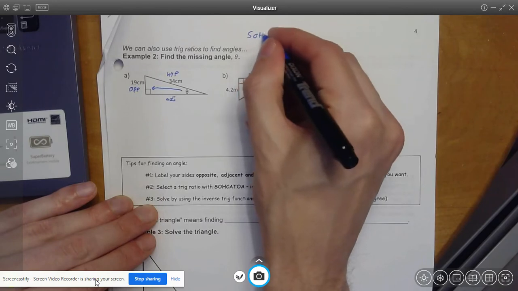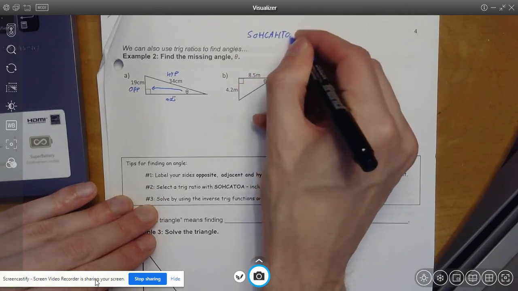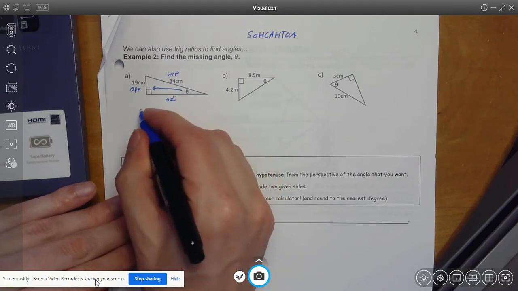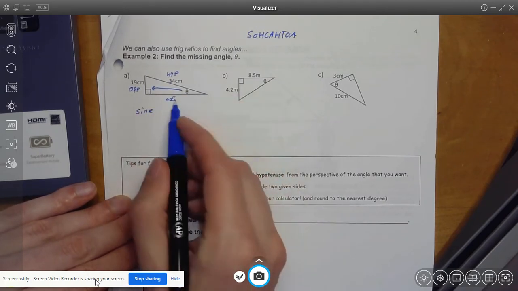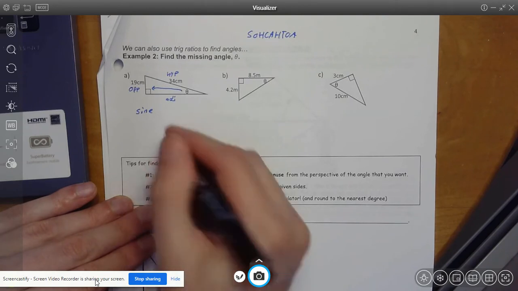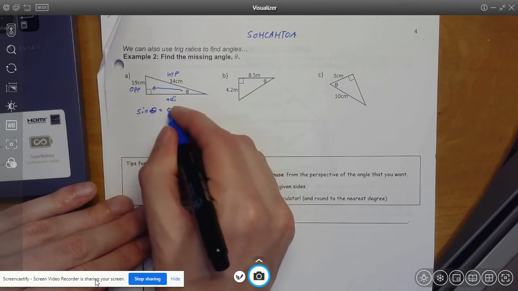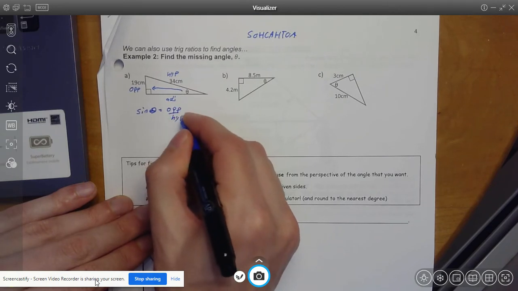You might want to write something like SOHCAHTOA up at the top of your page. Which ratio uses opposite and hypotenuse? Well, it's sine. So I'm going to use sine. I don't know the adjacent side. I don't need to know it, so we won't include it. So sine of theta equals opposite over hypotenuse.